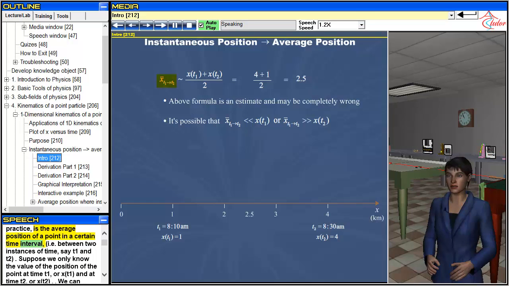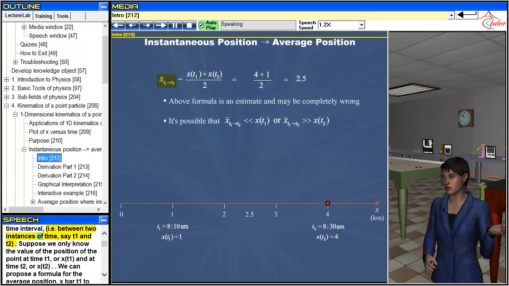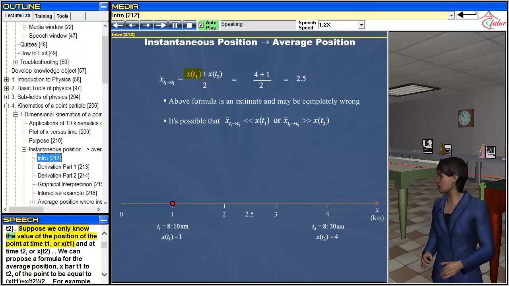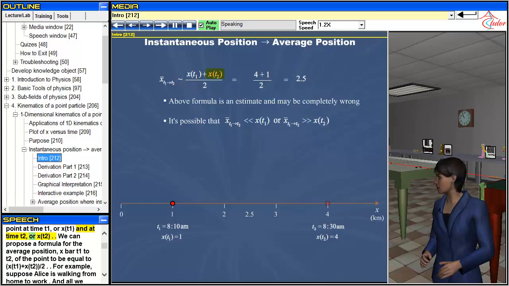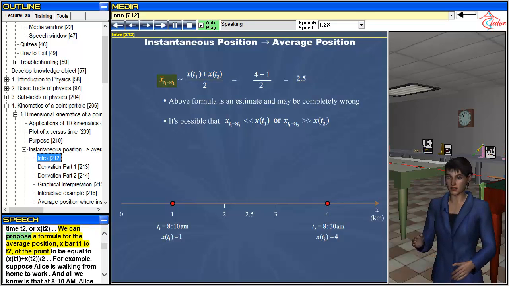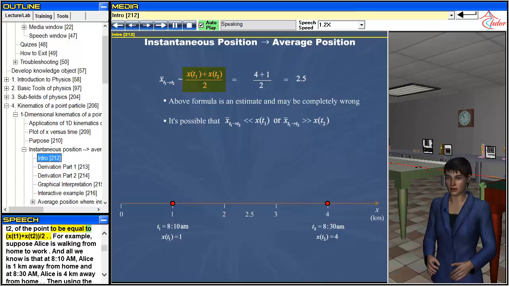One useful kinematic variable that is sometimes needed in practice is the average position of a point in a certain time interval, i.e. between two instances of time, say t1 and t2. Suppose we only know the value of the position of the point at time t1, or x of t1, and at time t2, or x of t2. We can propose a formula for the average position, x bar t1 to t2, of the point, to be equal to x of t1 plus x of t2 divided by 2.